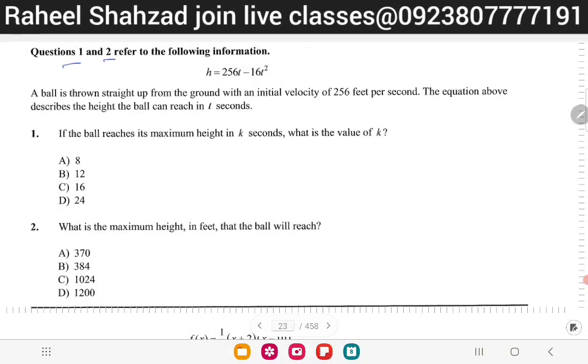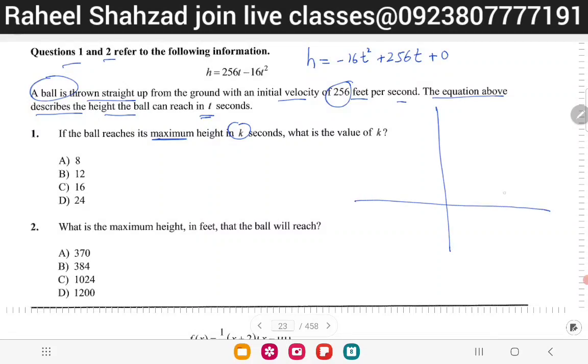So h is equal to, height is given as a quadratic function of t, minus 16 t square plus 256 t plus 0. A ball is thrown straight up from the ground with an initial velocity of 256 feet per second. The equation above describes the height of the ball in t seconds. If the ball reaches its maximum height in k seconds, what is the value of k?